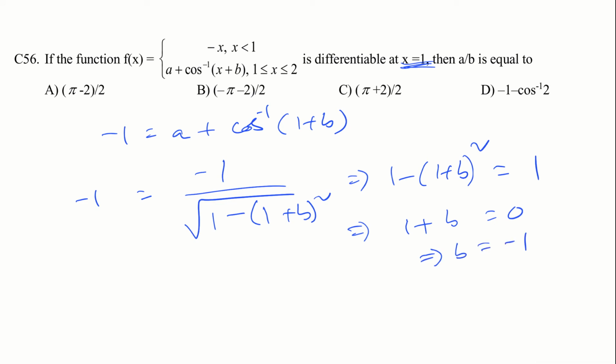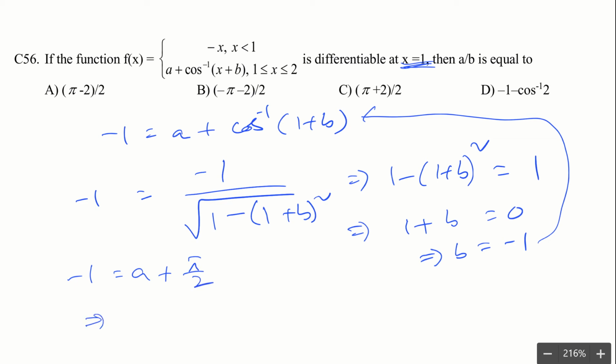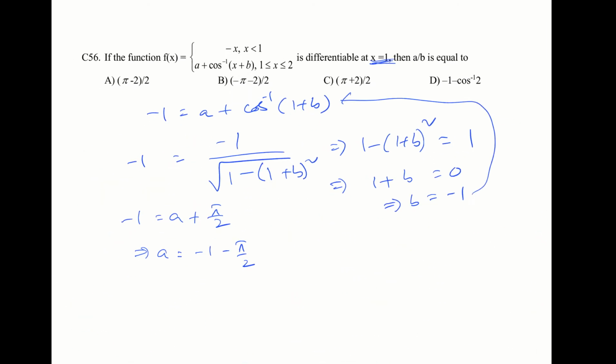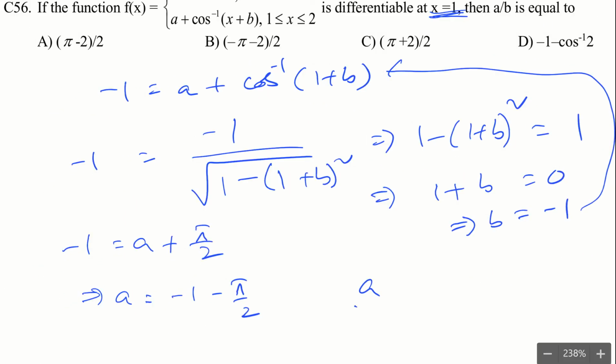Now with b equal to minus 1, substituting this value over here, I am getting minus 1 is equal to a plus cos inverse of 0, which is nothing but pi by 2. So I am getting a is equal to minus 1 minus pi by 2. Now he asked for the a by b value. So I have it as 1 plus pi by 2. Let's go to the next problem.